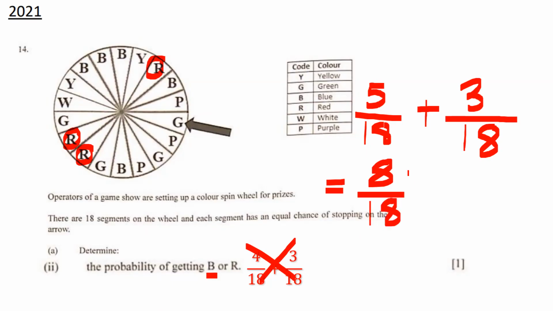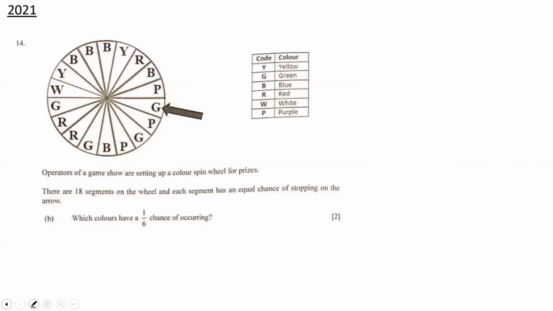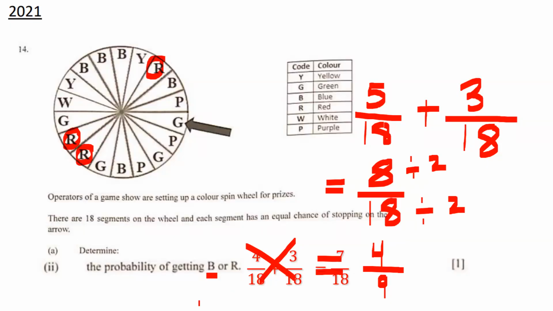And then we could simplify that. We could divide the top by 2 and the bottom by 2. What is 8 divided by 2? 8 divided by 2 is definitely 4. And 18 divided by 2 is definitely 9. All right? And so what we have here is 4 over 9. And 4 over 9 is the same thing as 8 over 18. Can we simplify further, 4 and 9? The answer is no. So the correct answer is not 7 over 18, it's 4 over 9. Okay, let's move on to the next question.